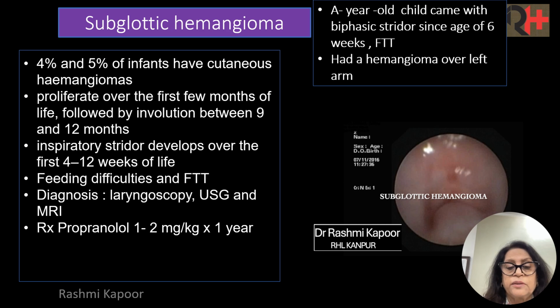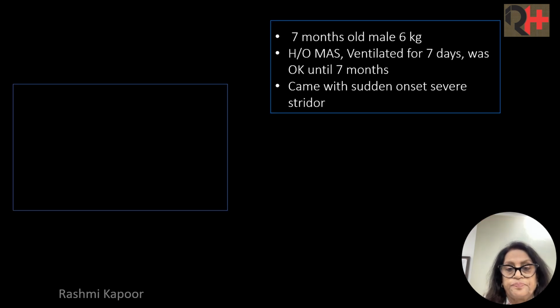The treatment is propranolol 1 to 2 milligram per kg. Sometimes you may need to give it for a year, along with a short course of prednisolone 1 to 2 milligram per kg. Another child, a 7-month-old male child weighing 6 kg, with a history of meconium aspiration syndrome.